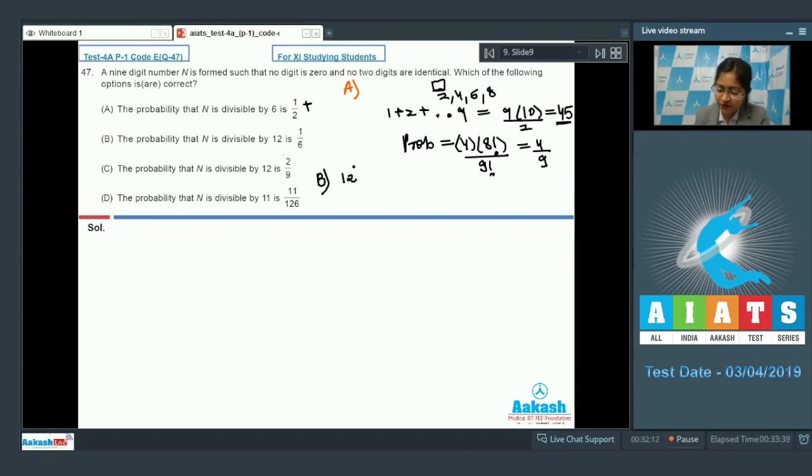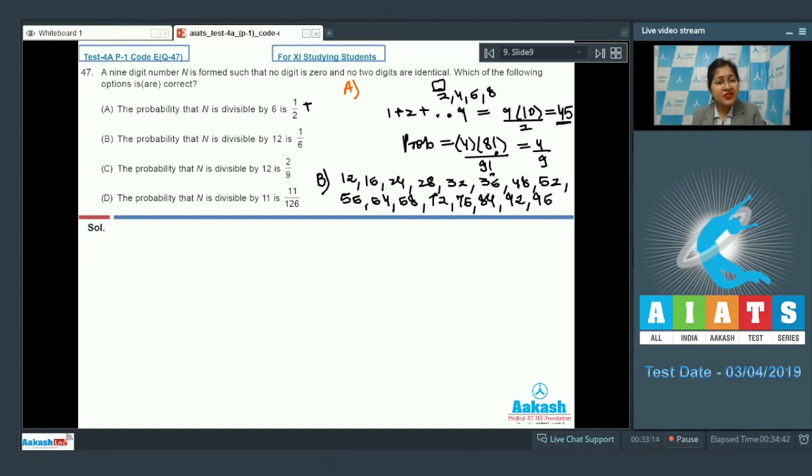The numbers can be 12, as we are not using 0 here. So the number can be 12 or 16 or 24 or 28 or 32 or 36 or 48 or 52 or 56 or 64 or 68 or 72 or 76 or 84 or 92 or 96. Only these are the two-digit numbers that will be divisible by 4 when 0 is not used. So how many numbers are these? These are 16 numbers.